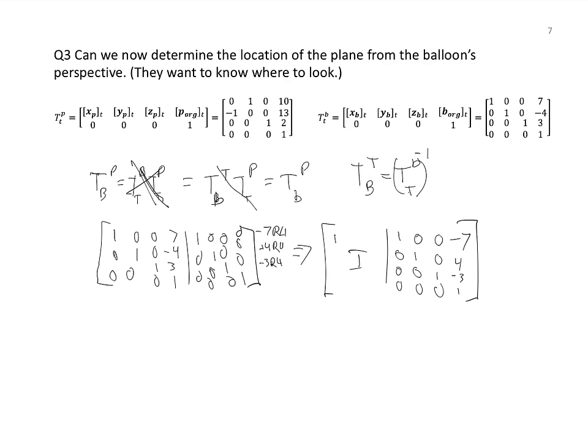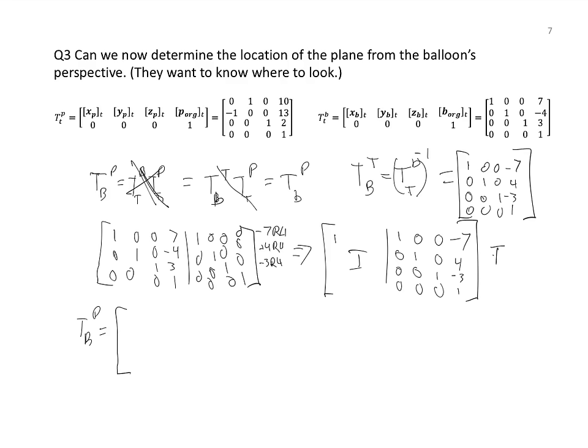Okay, so over here we have our transformation. Well, let's just write it up here, which is 1, 1, 1, 1, 0, 0, 0, 0. Lots of zeros, minus 7, 4, minus 3. Okay, so that's the transformation that we were looking for. We should be able to now multiply these together and get the transformation that takes us from the plane to the balloon's perspective. So t from the plane's perspective to the balloon's perspective is the multiplication of these two matrices.